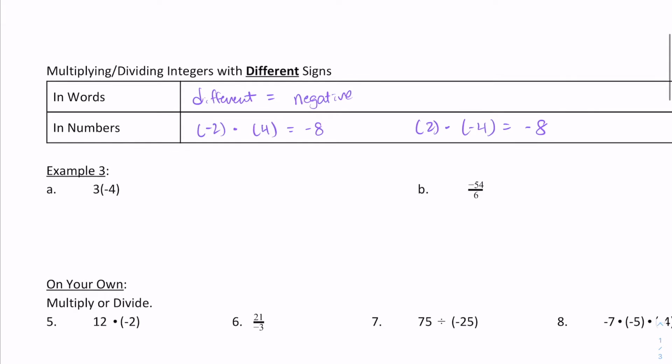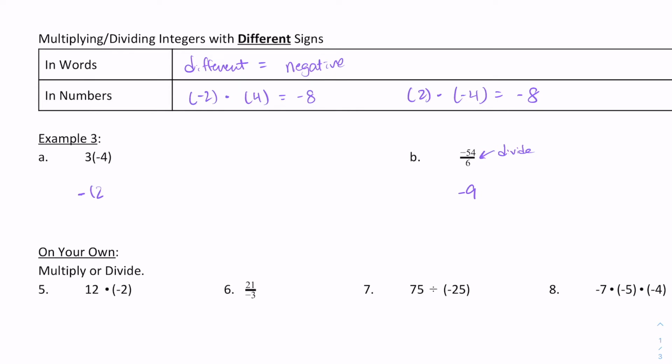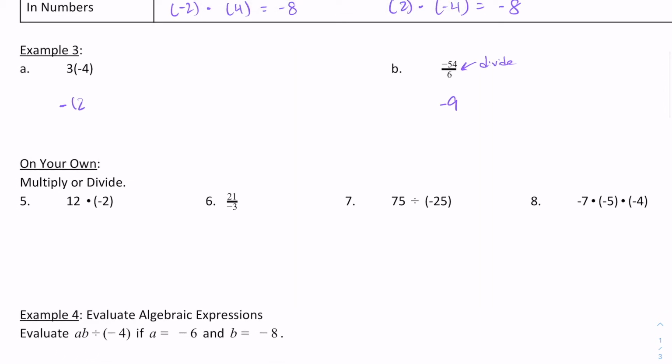For example, number 3, I have 3 multiplied by -4. That is 12, but it's -12 because my signs are different, or opposite. If I have a fraction, -54/6, this fraction bar means to divide. That is -9 because my signs are opposite of each other. On your own, why don't you try 5, 6, 7, and 8. Number 8 could be tricky, but I would say focus on the first two first, and then do the next two right after that. Find a product first, and then find the second product after.